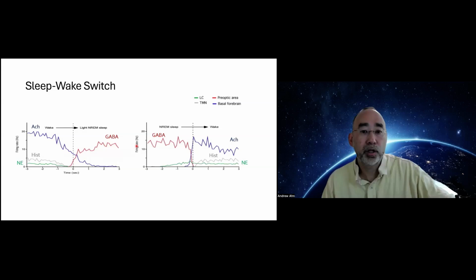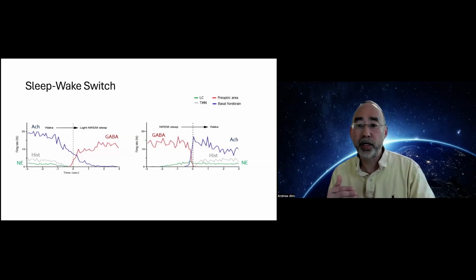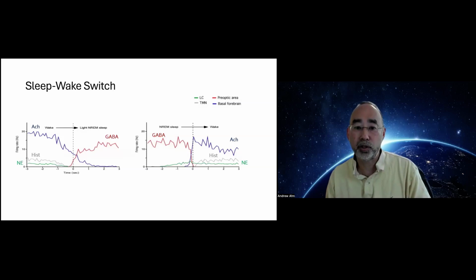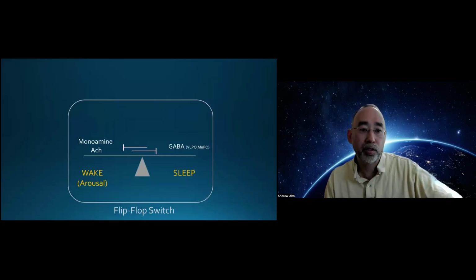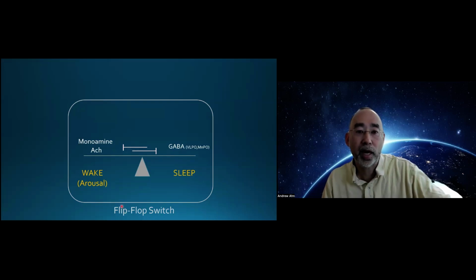The right graph shows the reverse, the transition from non-REM sleep back to wakefulness. And as the animal wakes up, the GABAergic sleep promoting neurons decrease their firing, while the wake promoting cholinergic, histaminergic, and noradrenergic neurons increase their activity. So this reciprocal inhibition, where wake promoting neurons suppress sleep promoting neurons and vice versa, is the hallmark of a flip-flop switch. And this is shown here in a much easier to visualize diagram.